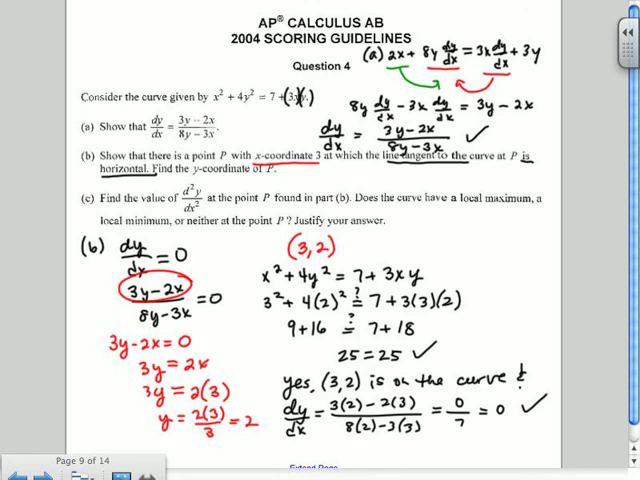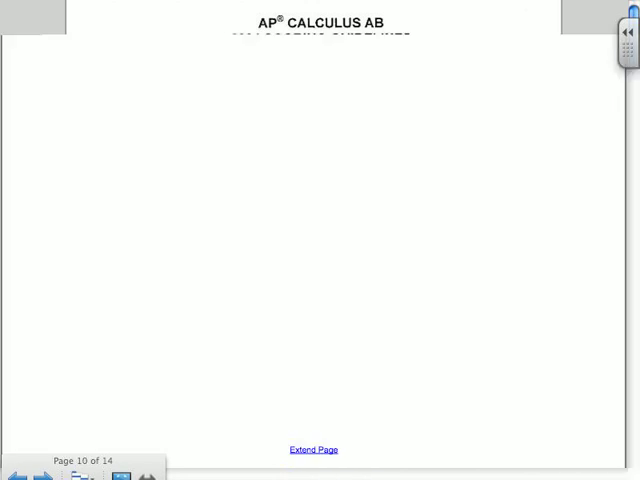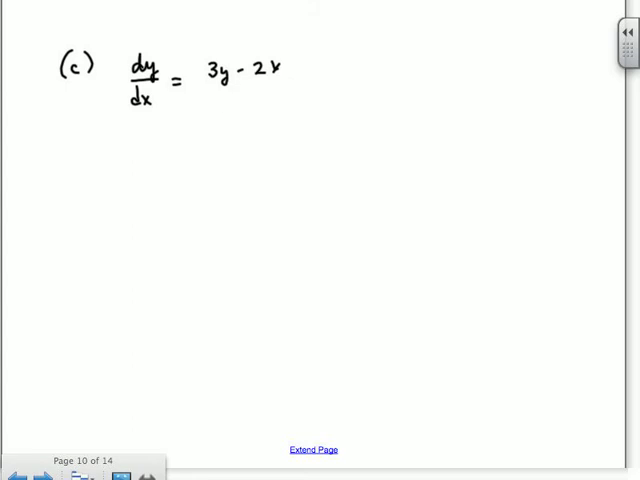Okay, well, we were given the first derivative. So we were given that the first derivative is equal to 3y minus 2x over 8y minus 3x. And that's one of the reasons that they went ahead and said, show that this is true. That's why they gave you that derivative, because you're going to use it throughout this problem.